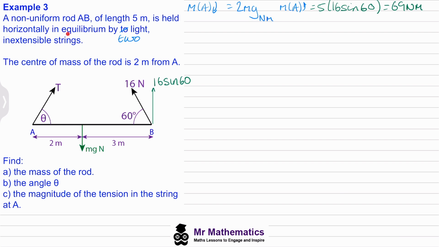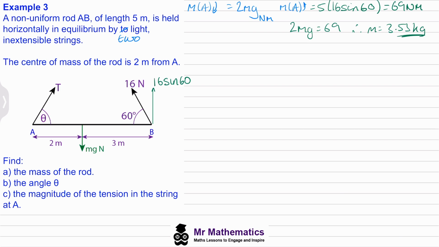And because we're told it's in equilibrium, the anti-clockwise moment will be the same as the clockwise moment. So 2mg will equal 69. We'll divide both by 2g, so therefore m will equal 3.53 kilograms.